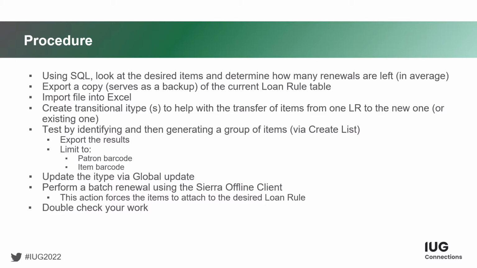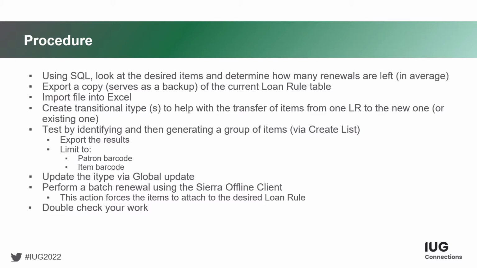Then you export a copy, which also serves as a backup of the current loan rule table entries. You import that file into Excel. Then you create a transitional I-type, which will be useful to transfer those items from one loan rule to the new one or existing one, in this case the lowest one. You test by identifying and then generating a group of items via create list. Export those results and then limit that to only the export by patron barcode and item barcode.